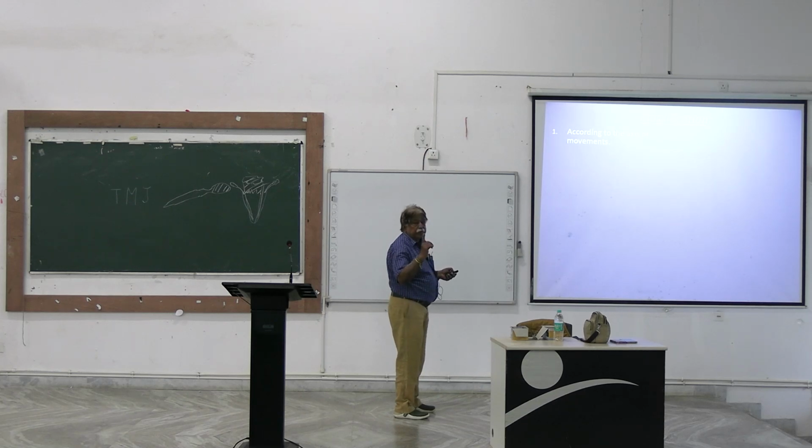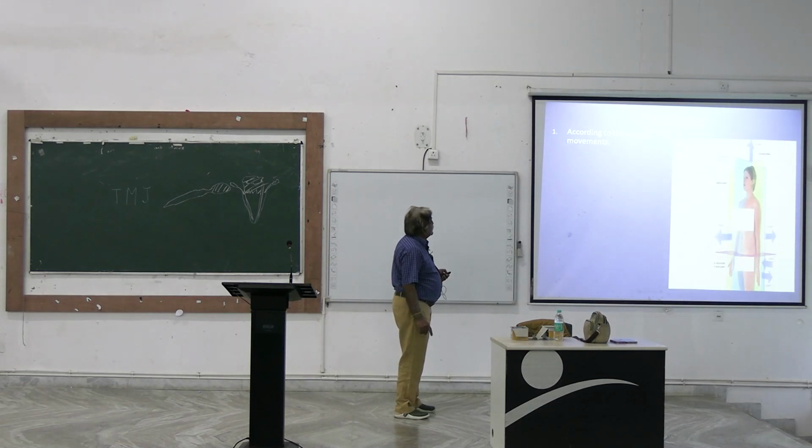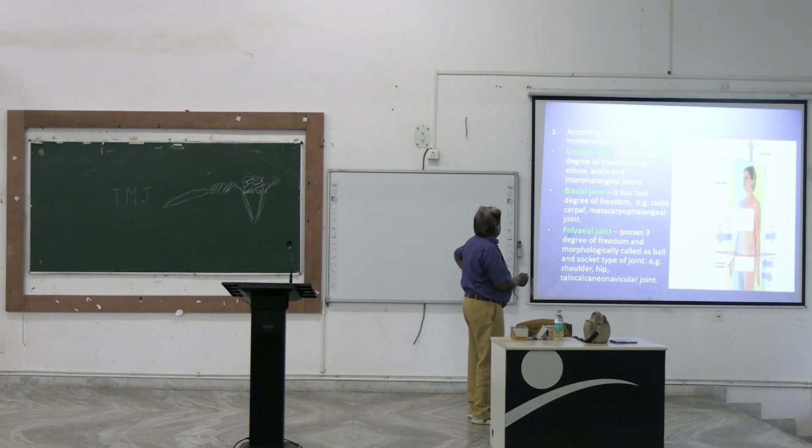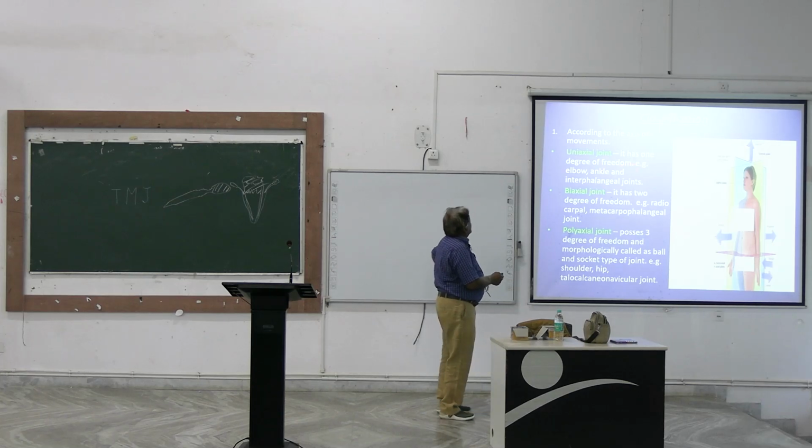According to the axis of the movement. This is very important. Now, you can say uniaxial joint has 1 degree of freedom. Example, elbow, ankle and interphalangeal joints. Now, biaxial has 2 degrees of freedom. Example, radiocarpal and metacarpophalangeal joints. Polyaxial joint possesses 3 degrees of freedom.